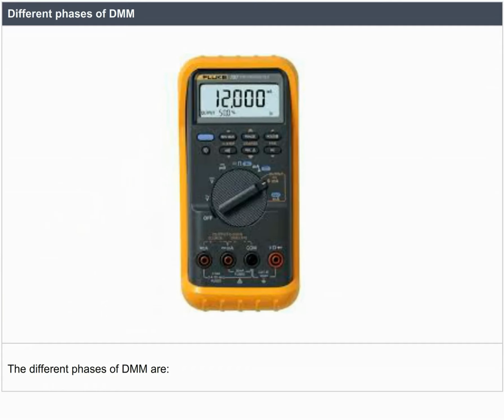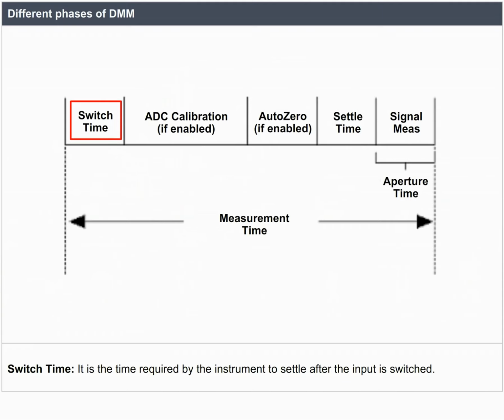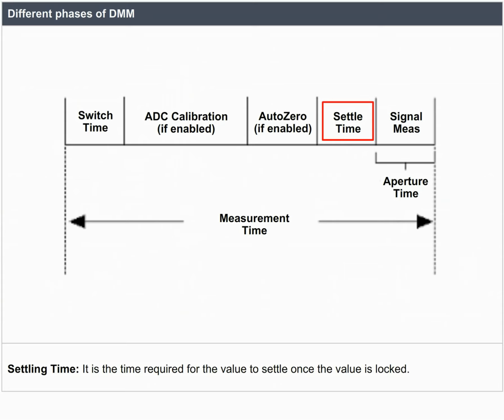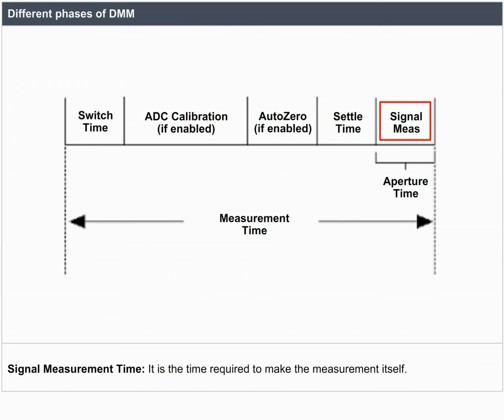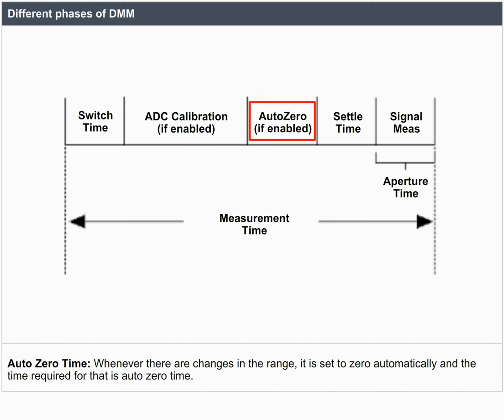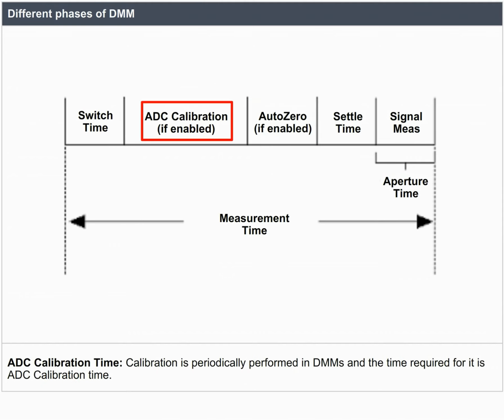Different phases of DMM. The different phases of DMM are switch time. It is the time required by the instrument to settle after the input is switched. Settling time. It is the time required for the value to settle once the value is locked. Signal measurement time. It is the time required to make the measurement itself. Auto zero time. Whenever there are changes in the range, it is set to 0 automatically, and the time required for that is auto zero time. ADC calibration time. Calibration is periodically performed in DMMs, and the time required for it is ADC calibration time.